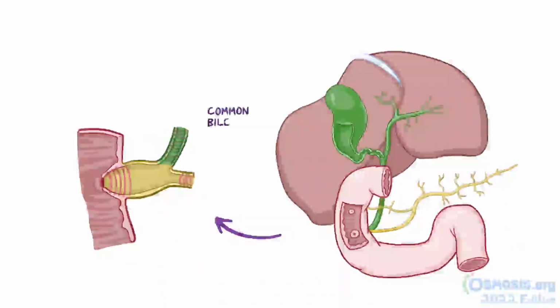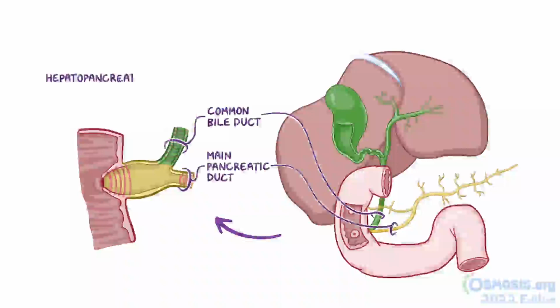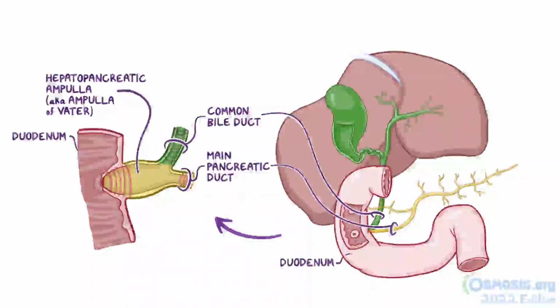Inferiorly, the common bile duct merges with the main pancreatic duct, forming the hepatopancreatic ampulla, also called the ampulla of Vater. The hepatopancreatic ampulla opens into the duodenum at the major duodenal papilla. A muscular valve called the sphincter of Oddi regulates the flow of bile and pancreatic juice into the duodenum.